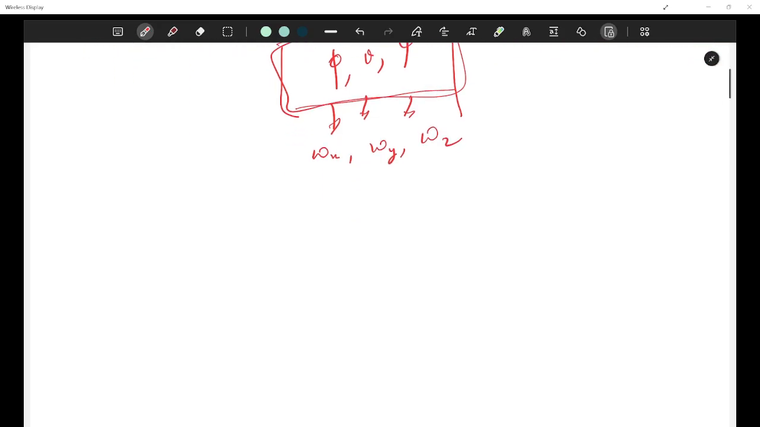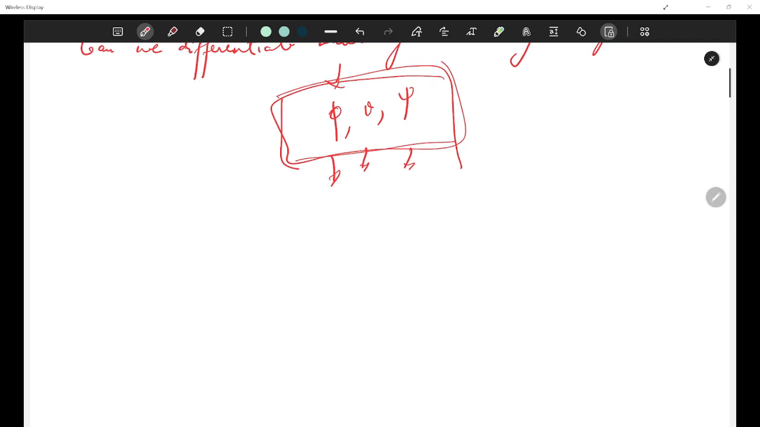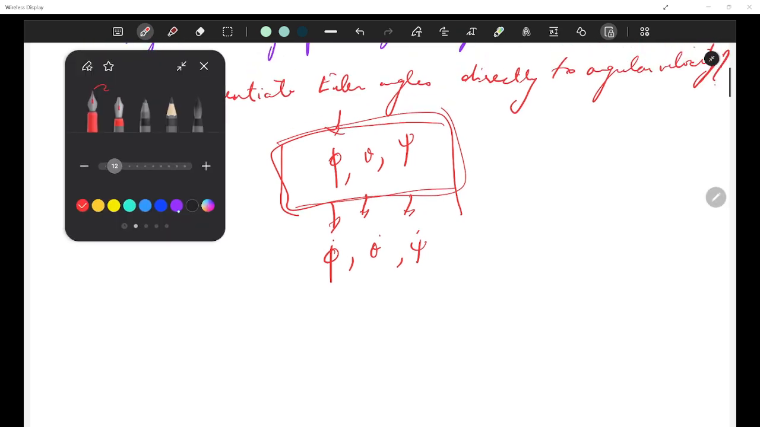If I differentiate the Euler angles, would I be able to get the angular velocity? Let's not be confused by the notations phi dot, theta dot, and psi dot. Is this sufficient to let us know the angular velocity of the body? I hope you know the answer. The answer to this question is clearly no.